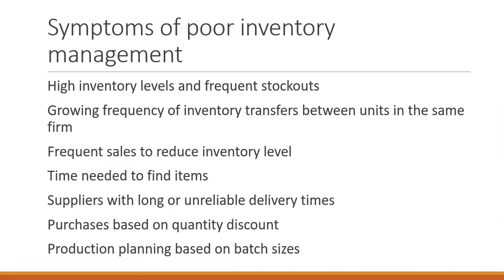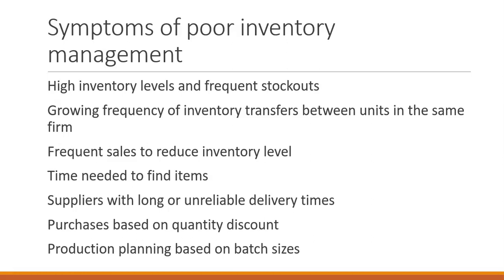A growing frequency of inventory transfers between units in the same firm. So when we think about Hy-Vee, there's a Hy-Vee in Waverly, there's a Hy-Vee in Waterloo, and there's a Hy-Vee in Cedar Falls. If the Hy-Vee in Waverly runs out of something, they can call Waterloo and Cedar Falls and ask for an inventory transfer until their next delivery happens. If that becomes a regular basis, it's because one of the stores is not managing their inventory well.